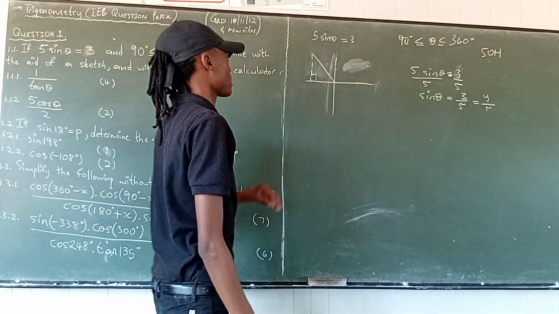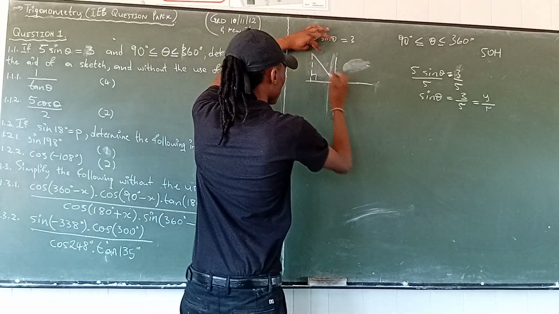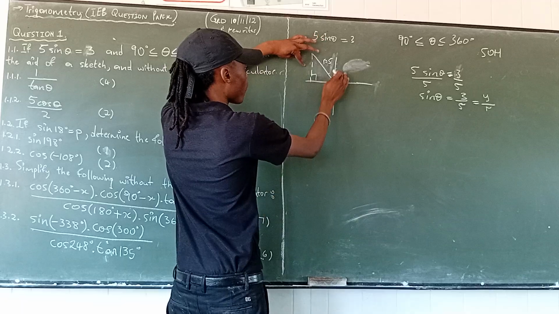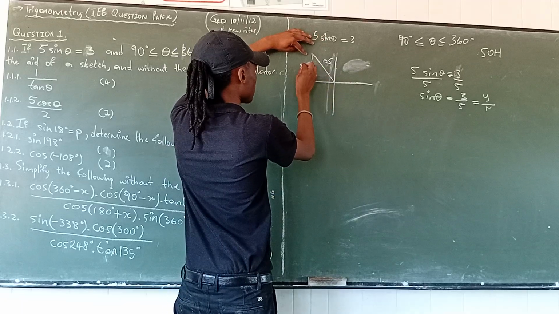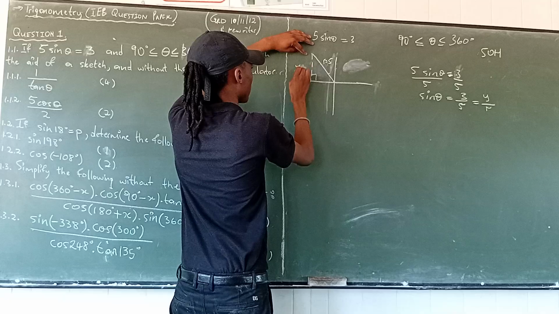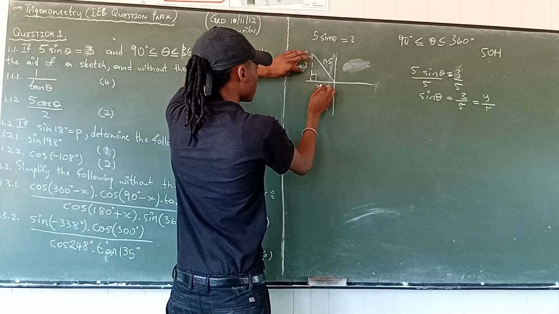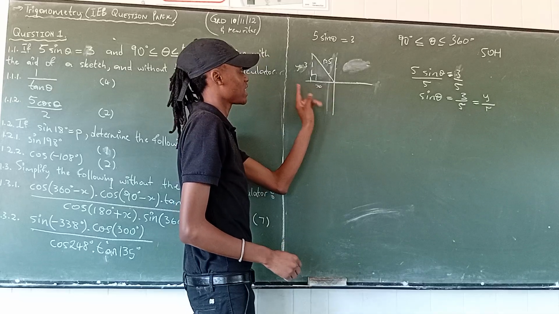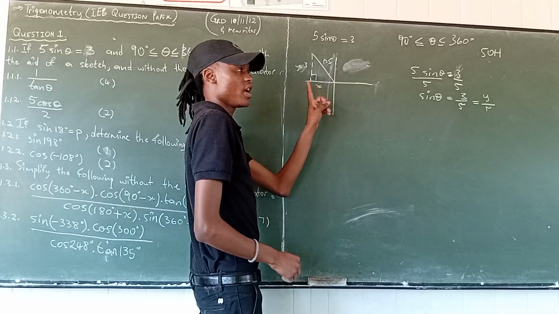This is our terminal arm, and it joins the x-axis. We have the value of r, which is 5, and the value of y, which is positive 3. Y is equal to 3. So we are left with the x, and if you check, it's on the side that has a negative x value.